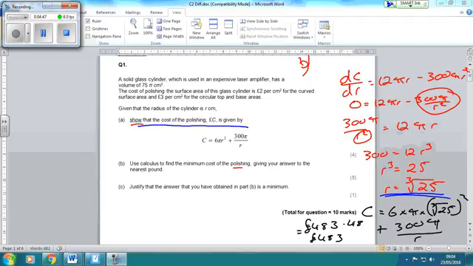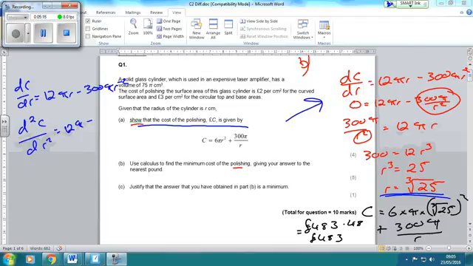So we've already got up here that dC by dr equals 12 pi r minus 300 over r squared, and d²C by dr² equals 12 pi plus 300 pi r to the minus 3, which I'm going to write down as 300 pi over r cubed underneath. And then what we do is we set r equal to the cube root of 25 in here, and then see what we get.